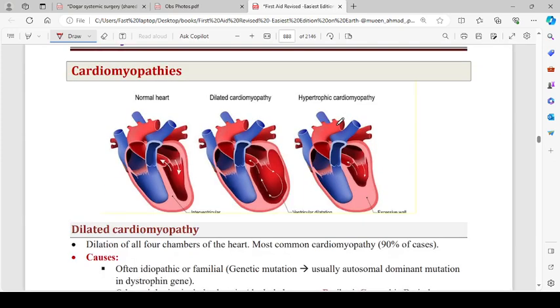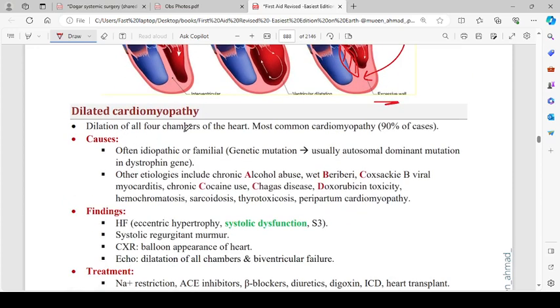Then we have cardiomyopathies. This is the normal heart. Here we have the dilated cardiomyopathy in which the heart, specifically the left ventricle, dilates. And hypertrophic obstructive cardiomyopathy, HOCM, is the one in which there is disproportionate hypertrophy of the interventricular septum. But for the myopathy part, I remember that it is the interventricular septal hypertrophy that is called hypertrophic obstructive cardiomyopathy. Let's read that. Dilated cardiomyopathy: dilation of all four chambers.